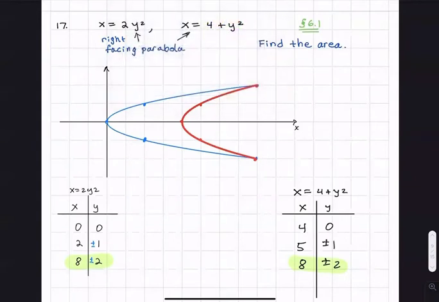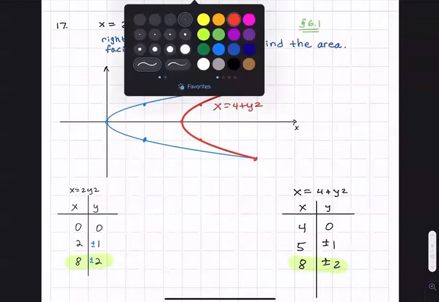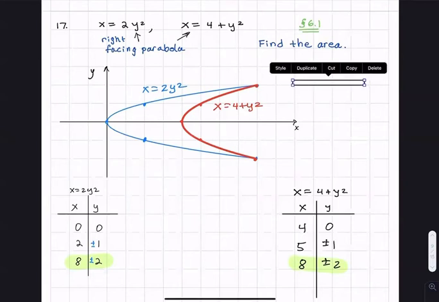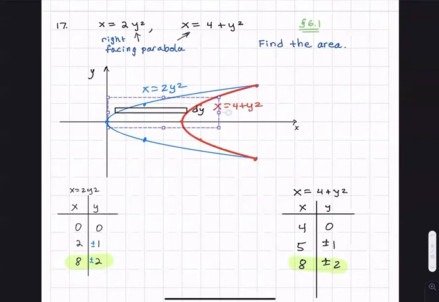Okay, all right. So this is x equals 4 plus y squared, and the other one is x equals 2y squared. And so what we're doing here is we are going to integrate from the right function to the left function. If we sketch a little rectangle, which we're supposed to do according to the author here, we're supposed to draw a little rectangle. The height of that, or the thickness, one of the dimensions of that rectangle, the width, I suppose, is dy.